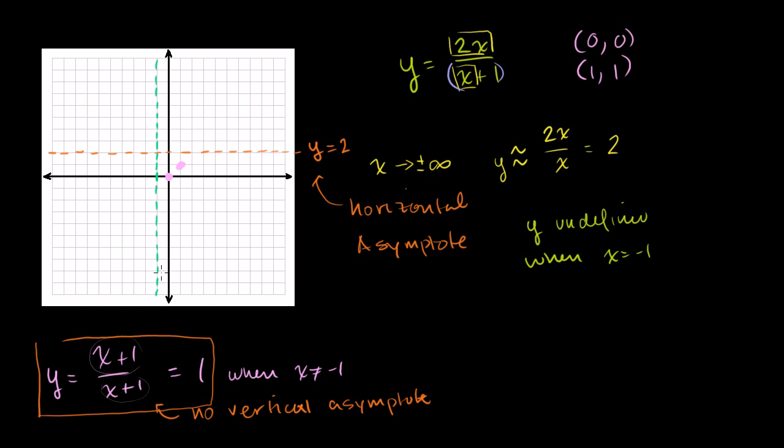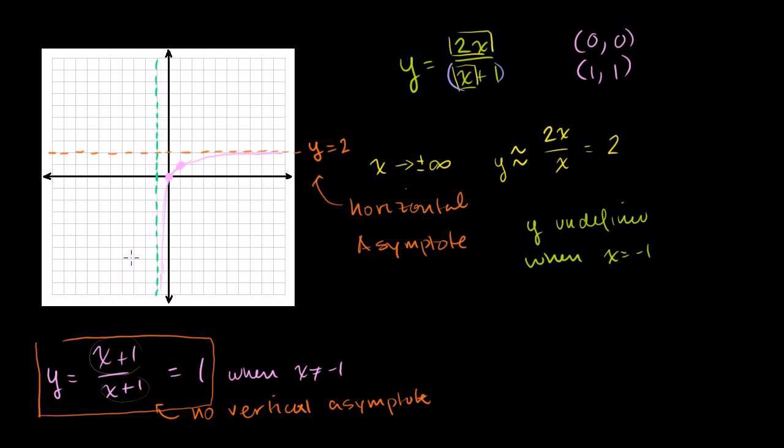So we could keep plotting points, but the curve is going to look something like this. It looks like it's going to approach negative infinity as it approaches the vertical asymptote from the right. So as you go this way, it goes to negative infinity. And then it'll approach our horizontal asymptote from the negative direction. So it's going to look something like that.